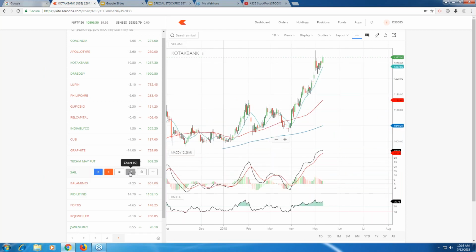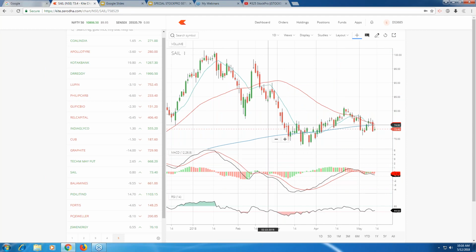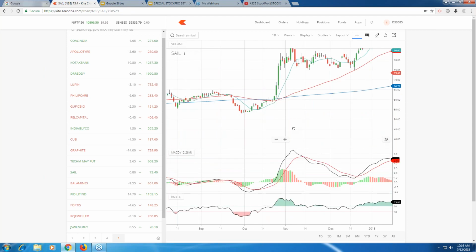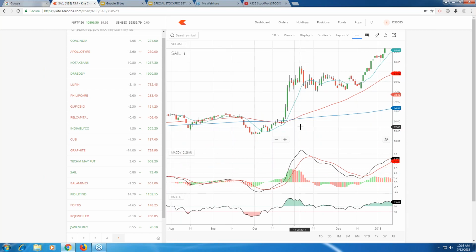But what I'm trying to tell you here is to identify good stocks. So here, this is SAIL. Look at SAIL when it recently crossed the 200 moving average, right? 10 moving average crossed, 50 moving average crossed. From 60, it went up straight away to 87 within 8 trading sessions, right? That's the beauty of this 200 moving average.